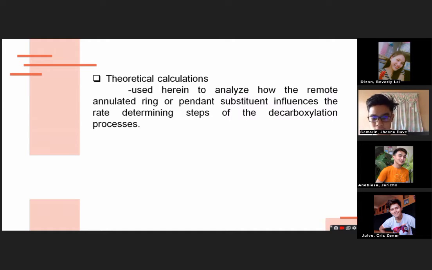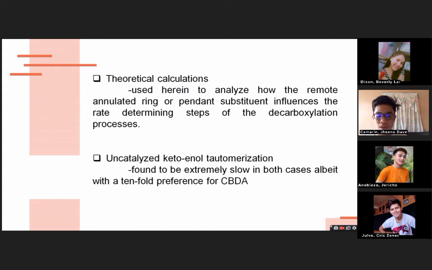So the next one is uncatalyzed keto-enol tautomerization. It is discovered to be highly sluggish in both circumstances, with CBDA having a tenfold preference.